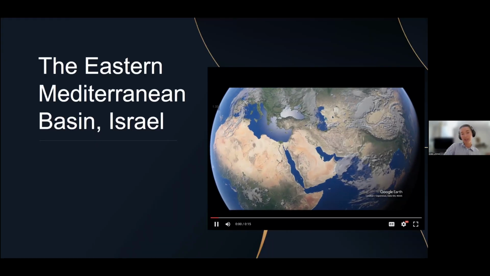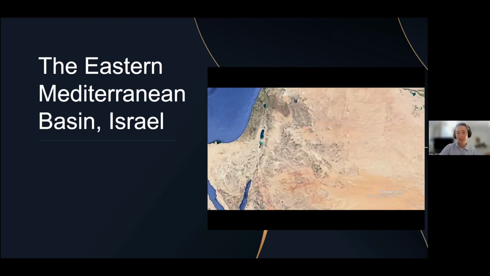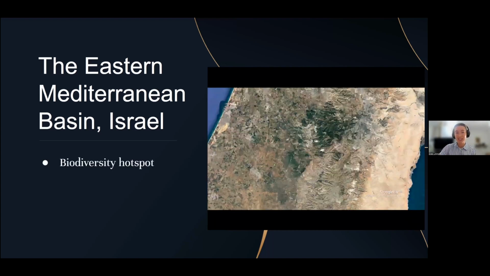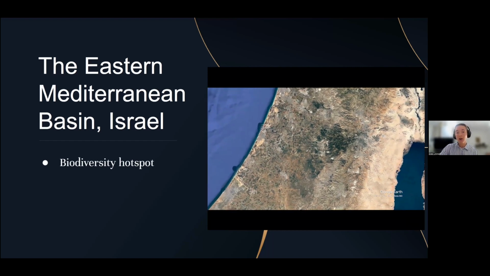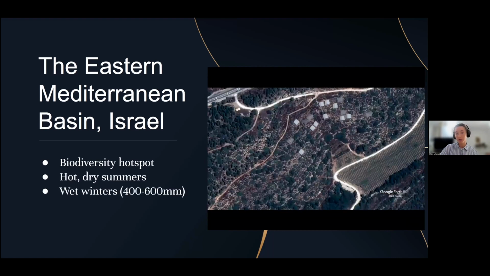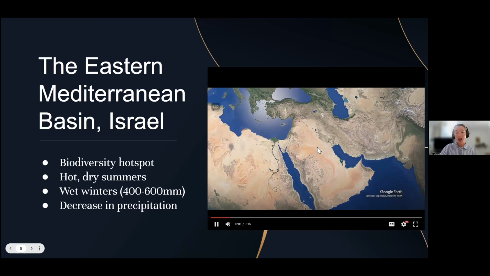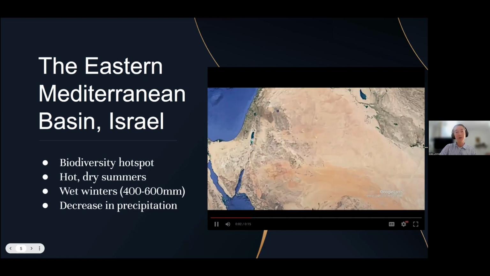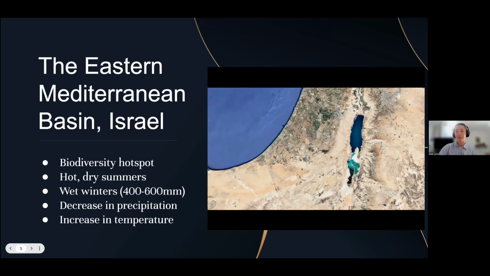Now, my experiment takes place in the Eastern Mediterranean basin in Israel, and if you follow this map, you will see exactly where it is. The Eastern Mediterranean basin is a biodiversity hotspot where we have very hot and very dry summers, and wet winters, with approximately 100 to 600 millimeters of rain in the winter. And scientists agree that we will see a decrease in precipitation and an increase in temperature.